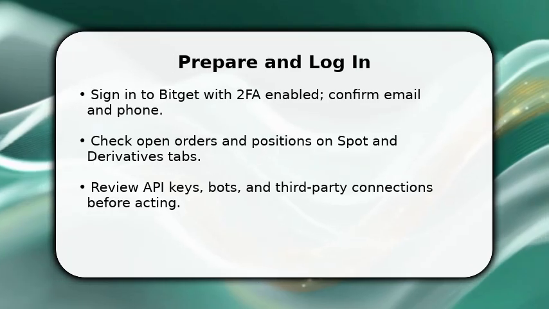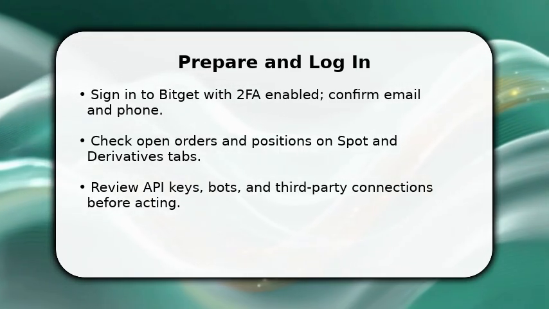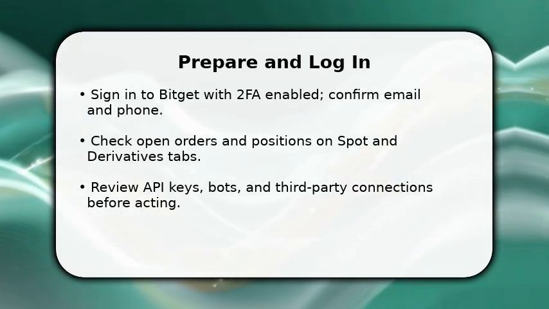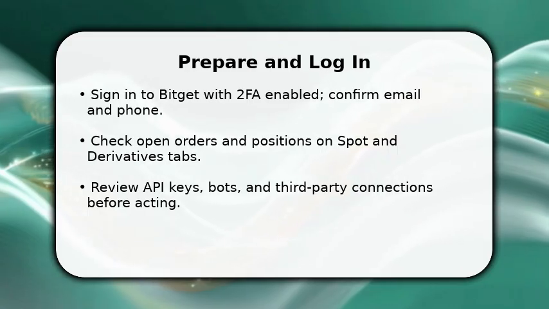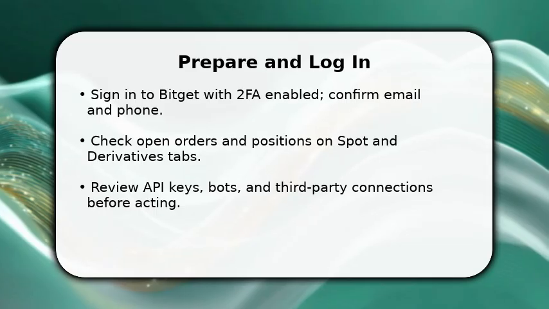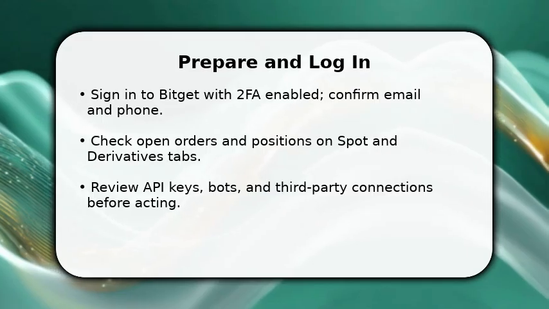Enjoy the video. You start by authenticating and confirming control. Log into Bitget with two-factor authentication so you can safely change settings. Once logged in, go straight to the orders and position screens to see live exposure. Make sure you identify any active bots or API keys that could reopen trades automatically.